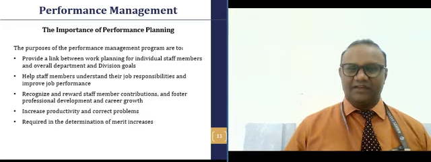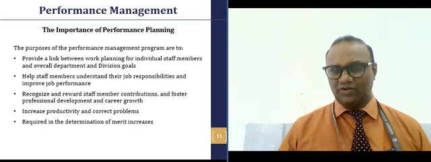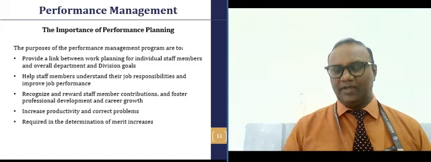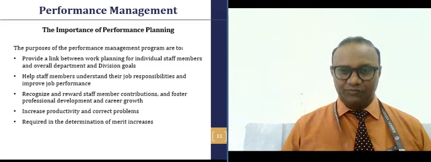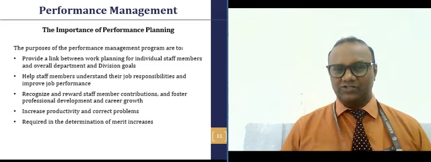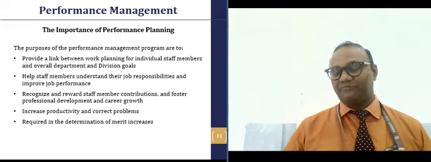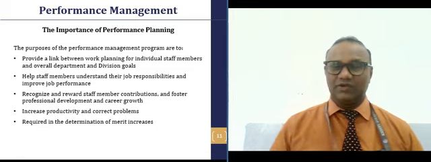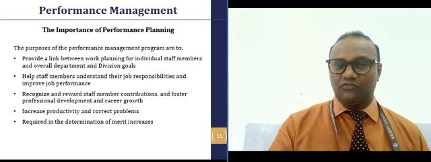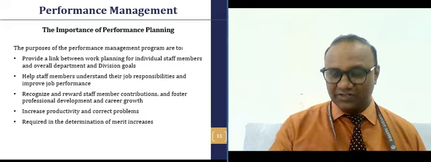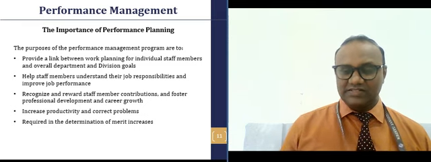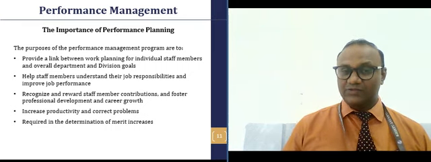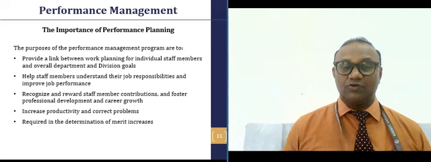And any clarifications that the subordinate requires can often be sought from the superior. The superior is supposed to be helping the subordinate to understand. What happens during the performance planning process is it provides a link between the work that needs to be done by every staff member, and how each individual's performance contributes to the goals of the department, and how collectively as a department or division we are able to achieve our goals and objectives. Secondly, it helps staff members to understand their job roles and responsibilities.